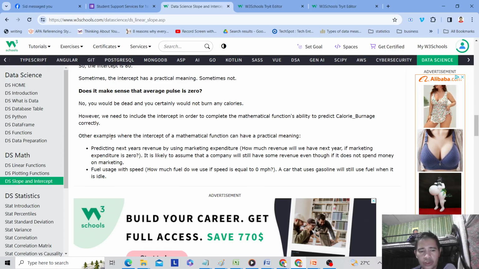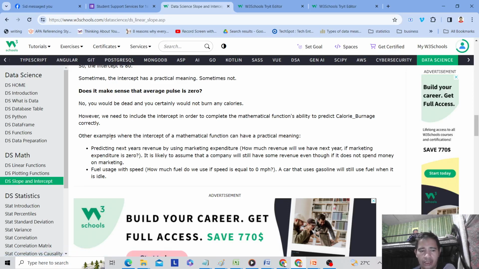Other examples where the intercept of a mathematical function can have a practical meaning: predicting next year's revenue by using marketing expenditure. How much revenue will we have next year if marketing expenditure is zero? It is likely to assume that the company will still have some revenue even if it does not spend on marketing. Another is fuel usage with speed. How much fuel do we use if speed is equal to 0 mph? A car that uses gasoline will still use fuel when it is idle.